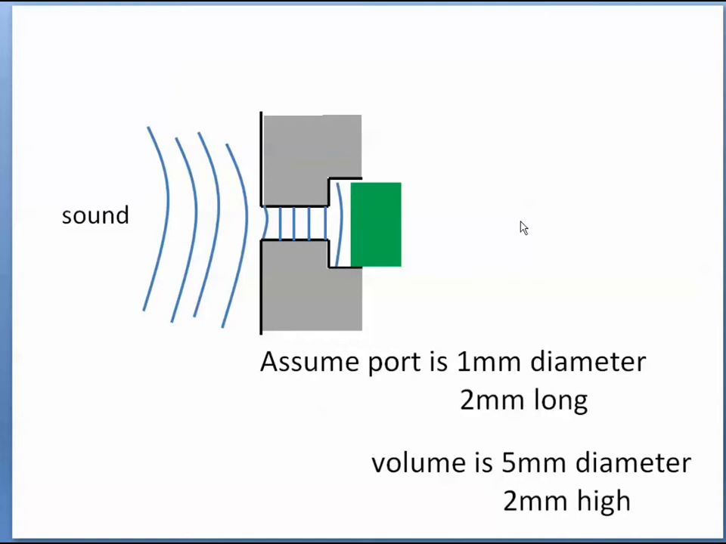To model this, we're going to need to know some geometry of this port and the volume, and something about the microphone. Here, I'm making some assumptions about how big this port is going to be. I'm assuming it has a 1 millimeter diameter and it's about 2 millimeters long. The volume between the port and the microphone, I'm assuming, has a diameter of about 5 millimeters, and the gap between the plastic and the microphone is about 2 millimeters, so that cylindrical volume will be about 2 millimeters high.